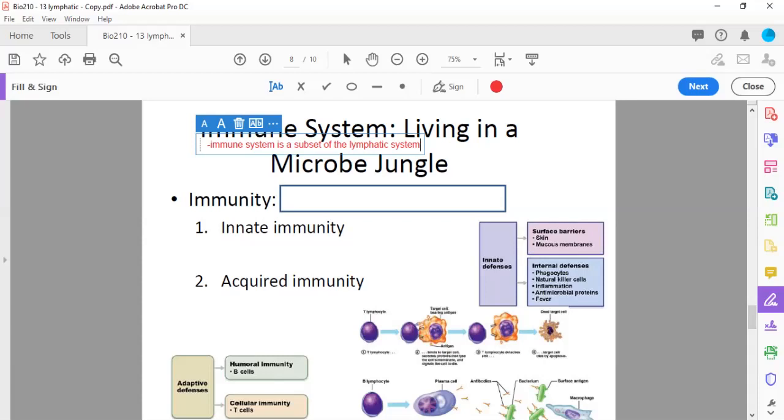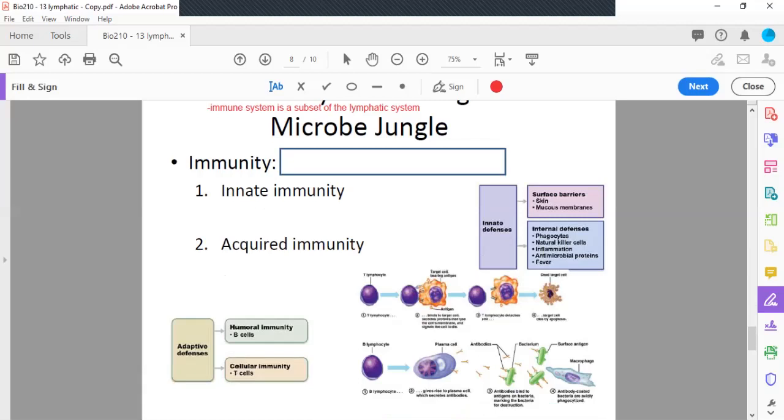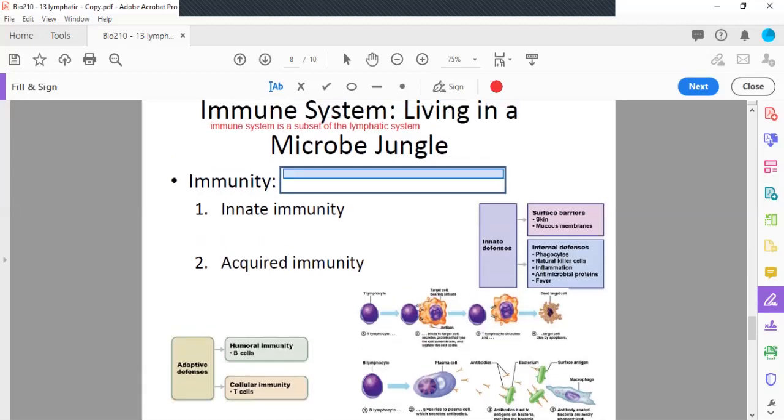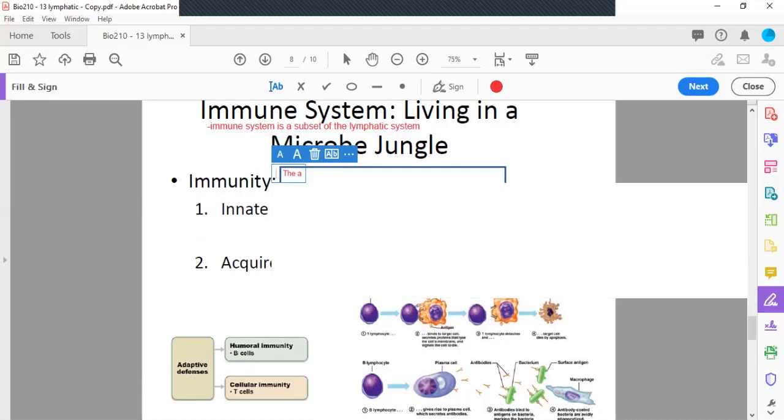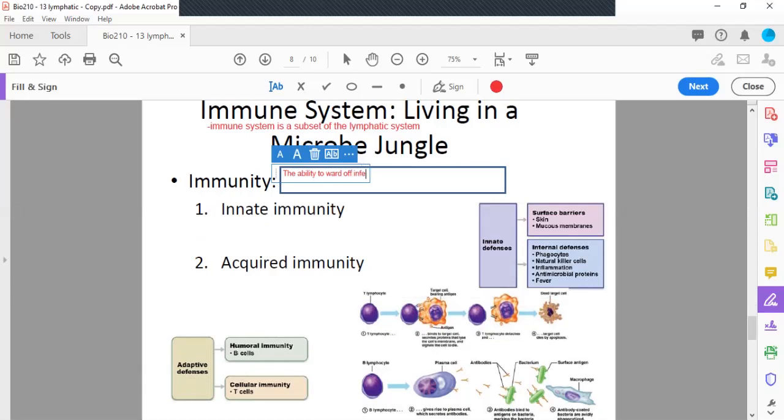But let's talk about immunity. What does it mean when I use the word immunity? The word immunity just means the ability to ward off infectious agents. Infectious agents. Good. Okay. Now, there are two types of immunity.